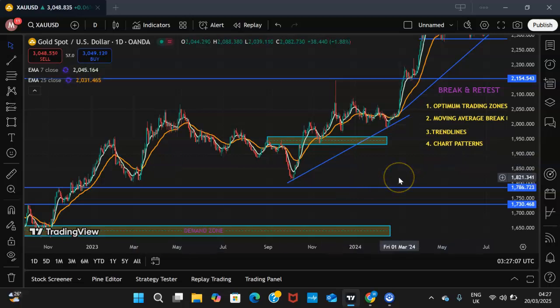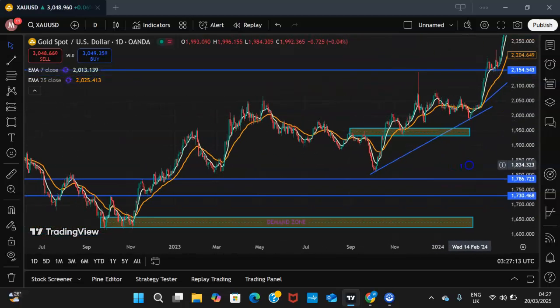Now, another approach which you can use for the break and retest is what I call the moving average break and retest. The moving average break and retest is a combination of different momentum candles and momentum indicators, which tell us the strength of the trend. For this chart, as you can see here, I'm using the 7 and the 25. Sometimes I use 10 and 20, sometimes 20 and 50, sometimes 50 and 100, sometimes 100 and 200, depending on how much I want to understand the strength of the trend.